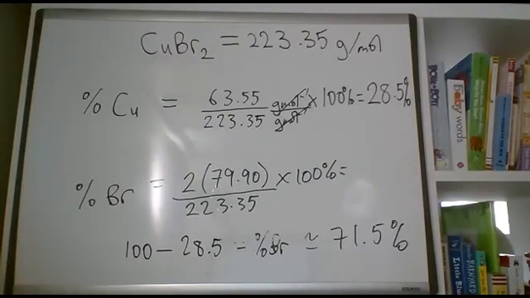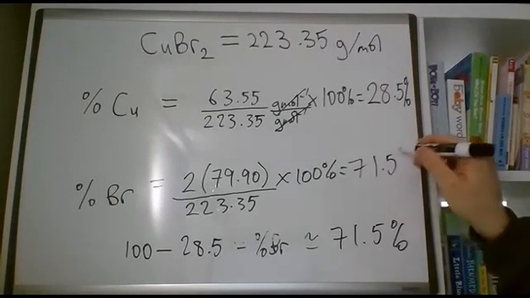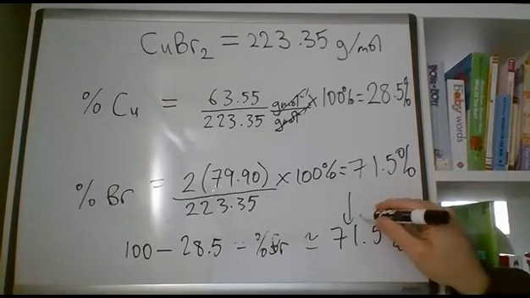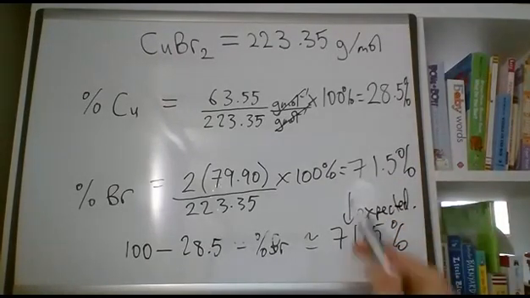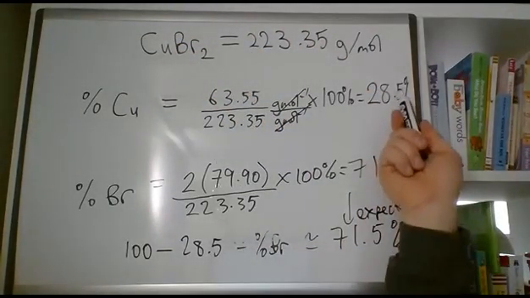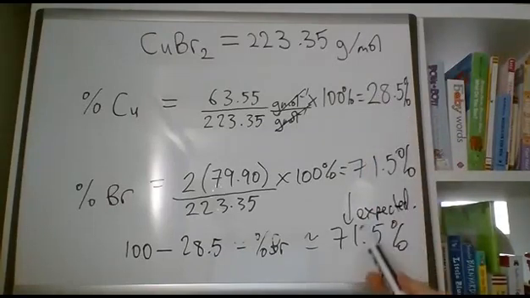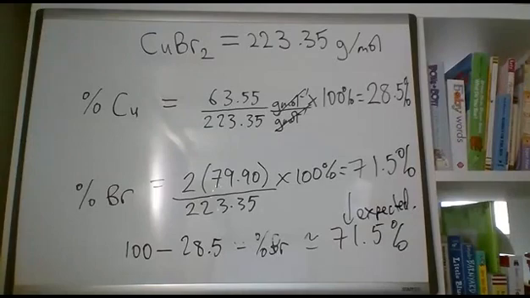Okay, so 79.9 multiplied by 2 divided by 223.35 times 100%. Okay, the calculator says 71.5. I expected 71.5 anyway, because once I knew copper, I knew the rest had to be Br. So what's left after you take copper away? So I knew what to expect. This is an example of percent composition.